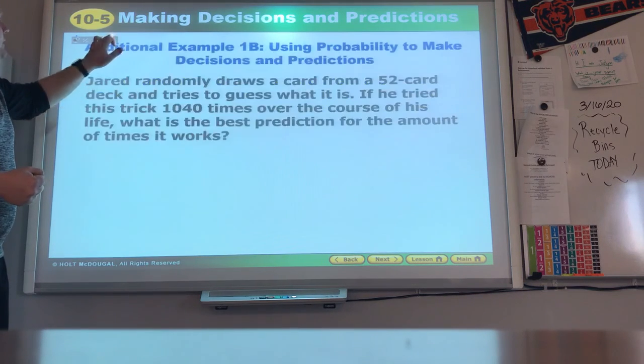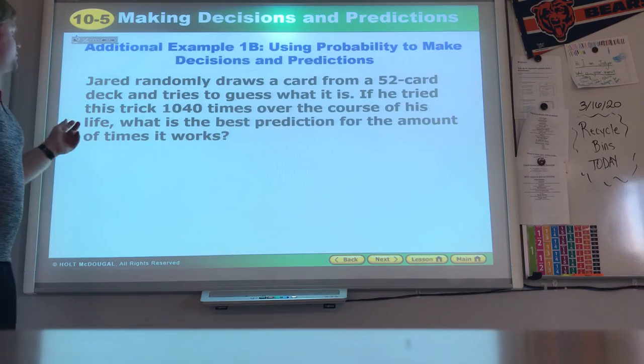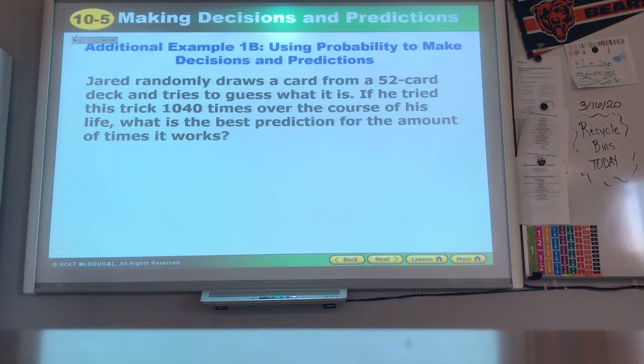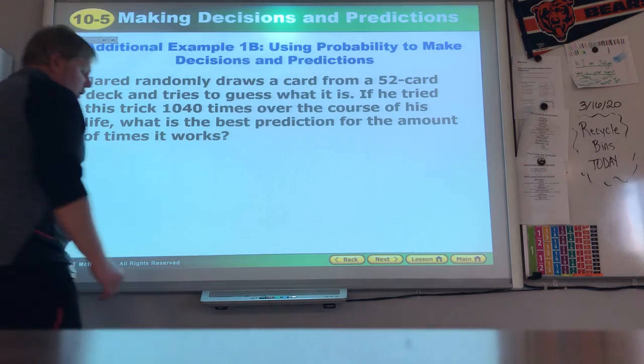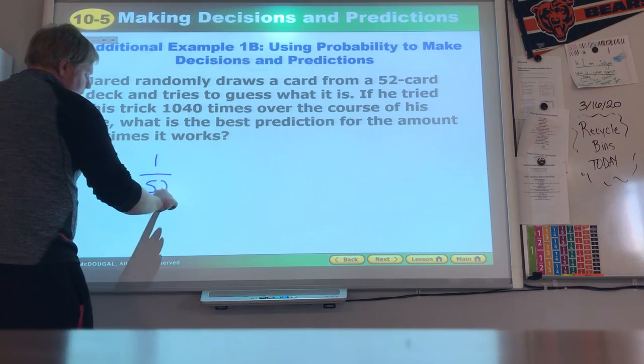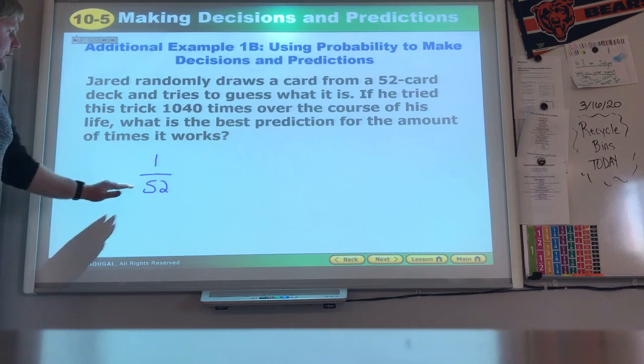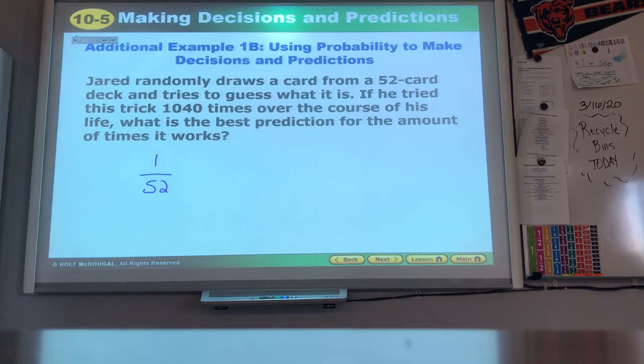Okay? So, Jared randomly draws a card from a 52 card deck and tries to guess what it is. If he tried this trick 1,040 times over the course of his life, what is the best prediction for the amount of times it works? Okay. He draws one card out of a 52 card deck. All right, so he's got a 1 in 52 chance of getting it right. His desired was that card that he drew. The total chances, there were 52 different cards.